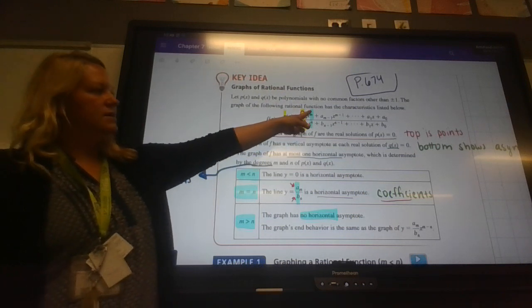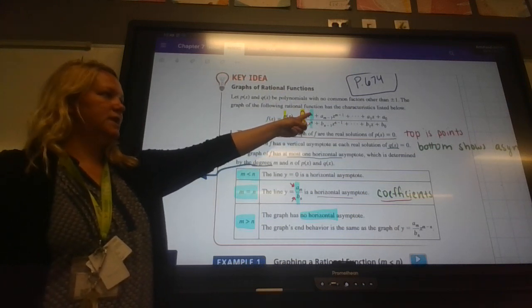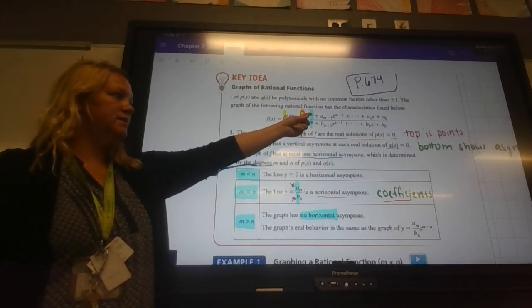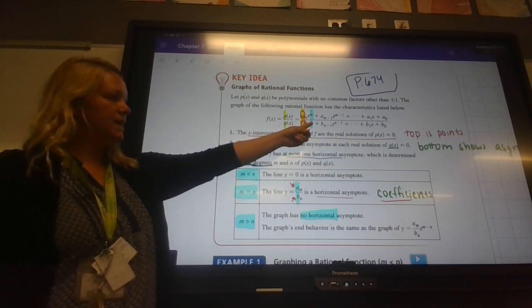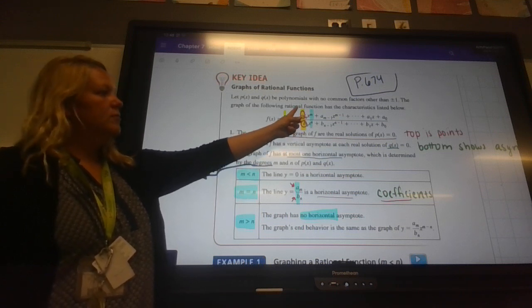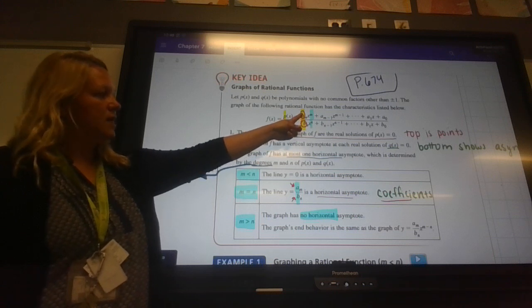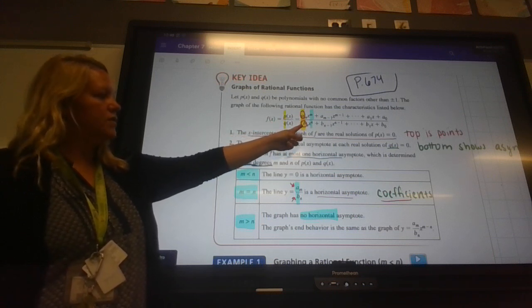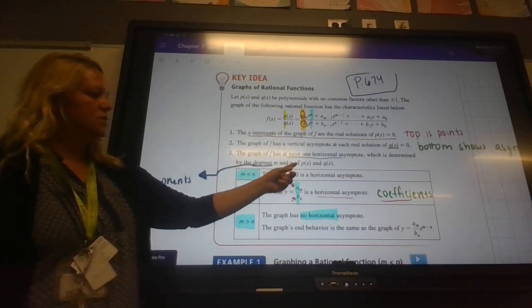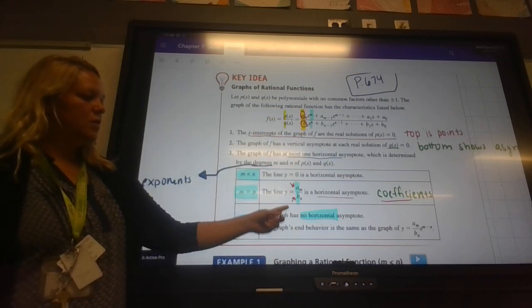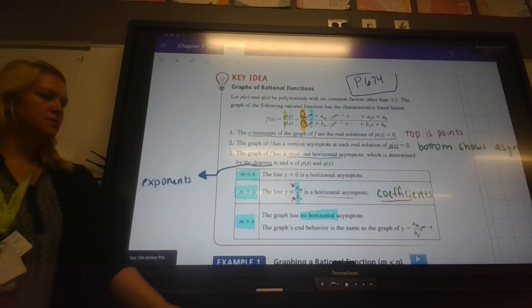The exponent in the top is referred to as m. We call it m. That is the exponent at the top. The exponent at the bottom is called n. The number in the front, the coefficient at the top, is called a. The coefficient at the bottom is called b. Understanding that is essential to these three different horizontal asymptote situations.